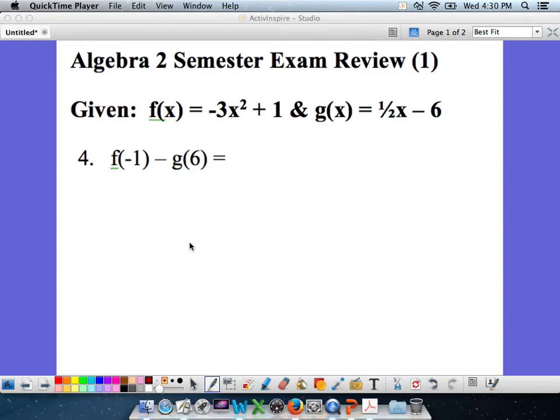I want to help you get started on your semester exam review. So I want to pick out a couple of problems and start with functions. The other problems on functions should be pretty basic. You should be able to figure those out. In this particular problem, it gives you two functions.